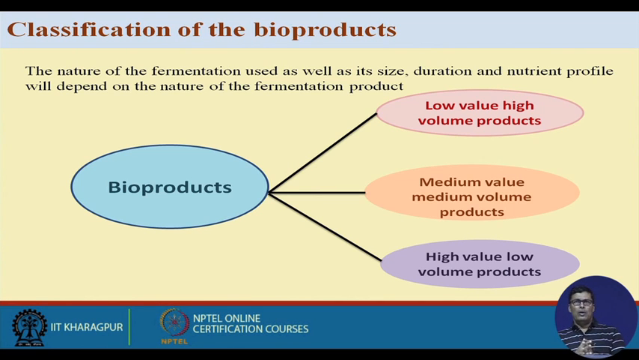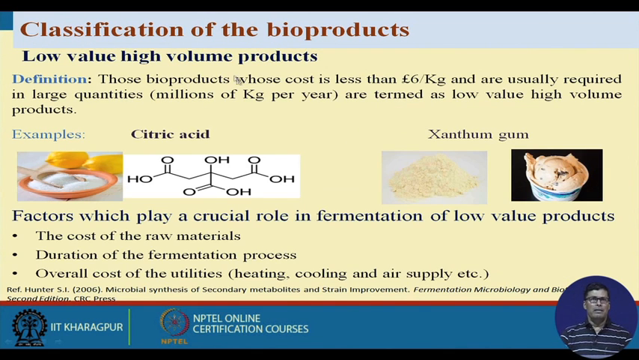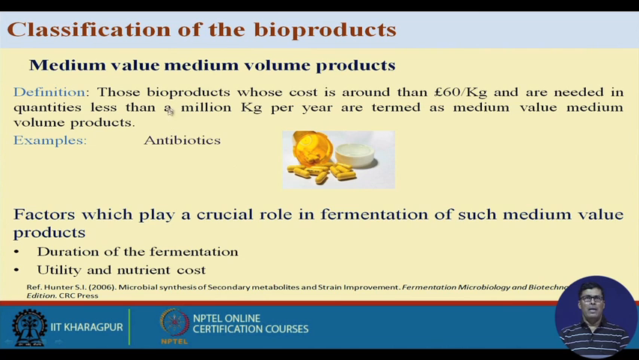One is called low value high volume product, and medium volume product, and high value low volume products. The examples are, the low value products are those whose cost is around 6 pounds per kg, as for example citric acid, xanthan gum. And medium value and medium volume products, the cost is about 60 pounds per kg.